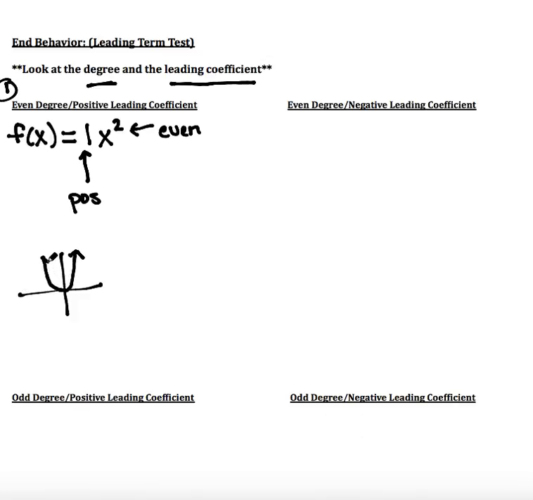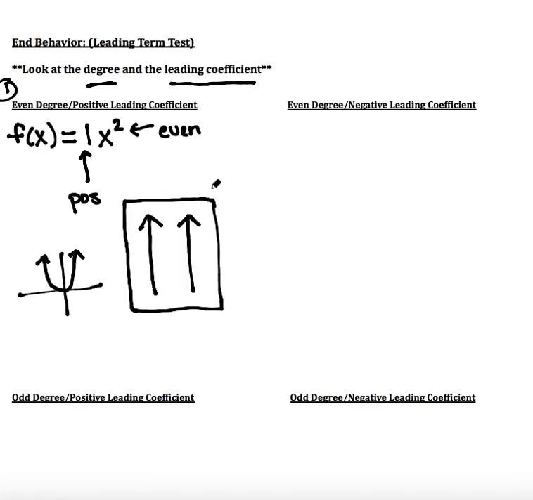Okay? So if I know that this is the most basic example of a function with an even degree and a positive leading coefficient, and I know that that is a basic parabola, then every polynomial function that has an even degree and a positive leading coefficient is going to have the same end behavior. So it's going to go up on the left-hand side, up on the right-hand side. So again, that is the case for every polynomial that has even degree and positive leading coefficient.